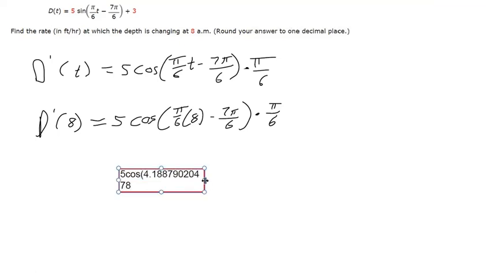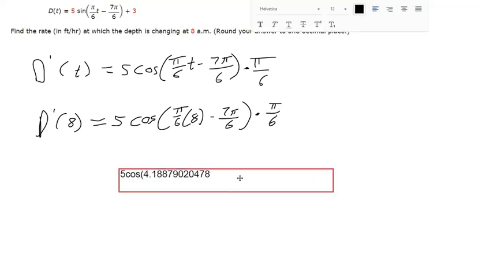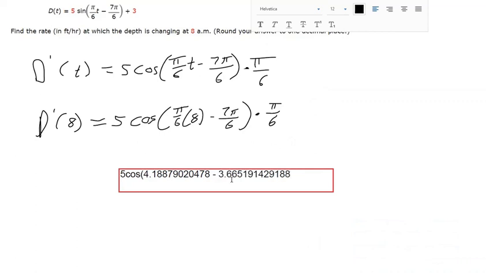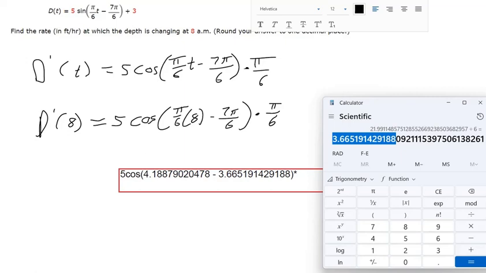There's our decimals. We need to subtract that by 7 pi over 6, and we can use a decimal form since they said we're going to be rounding to a decimal. 7 times pi divided by 6. And then we're multiplying this by pi over 6, so we can convert that to a decimal too. Pi over 6.